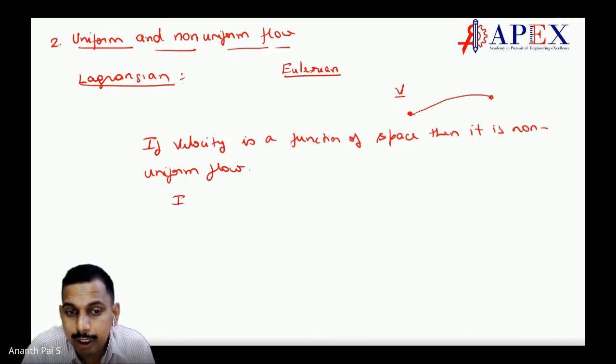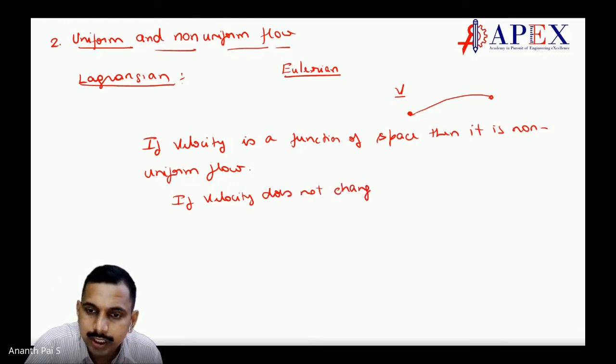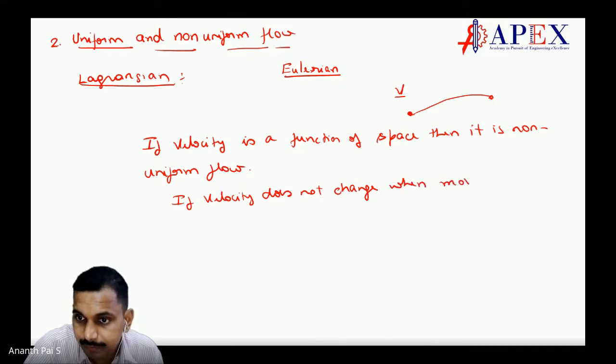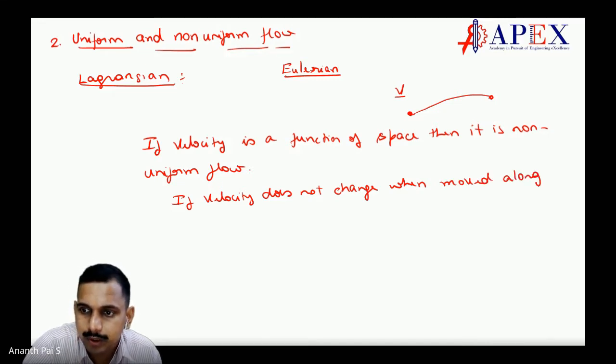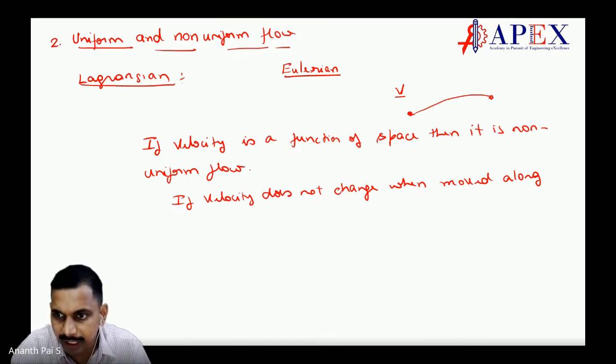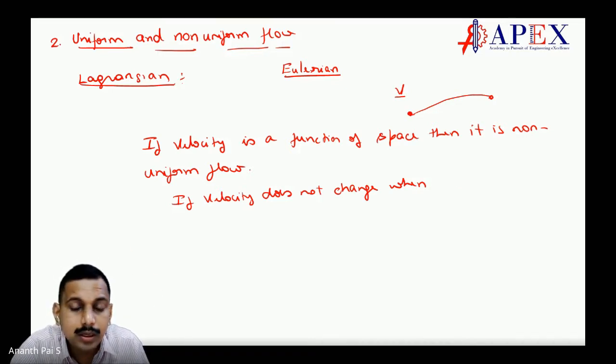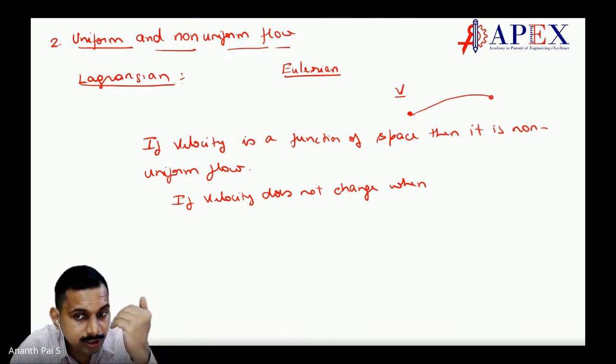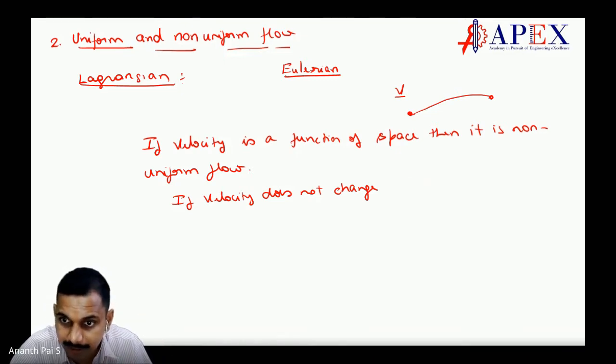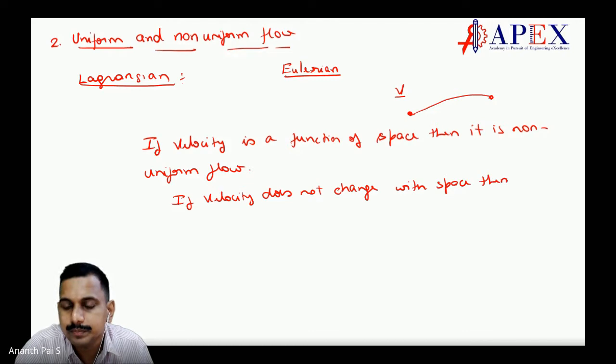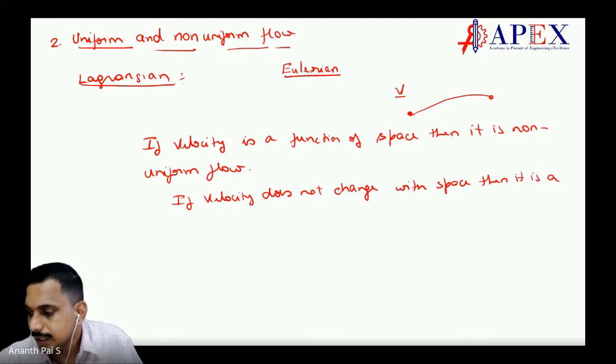Okay. If velocity does not change when moved along the flow, very important, not the other way around. Okay, moved anywhere, not just along the flow. When velocity does not change with space, that would be better, with space, then it is a uniform flow.